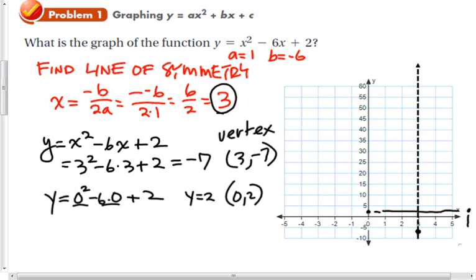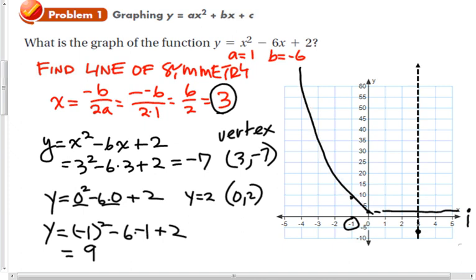Okay? And then I'm just going to find one more point to help me out, and I think I'm going to find the output when the input is -1. So I'm going to do y equals (-1) squared minus 6 times -1 plus 2, and that's equal to 1 plus 6, which is 7, plus 2, or 9. And so at -1, I'm at 9, so that's a point there. And then using the line of symmetry, at 7, I would also be at 9. That doesn't quite fit on here, but it's over here somewhere. Should have used a little bit different scale.